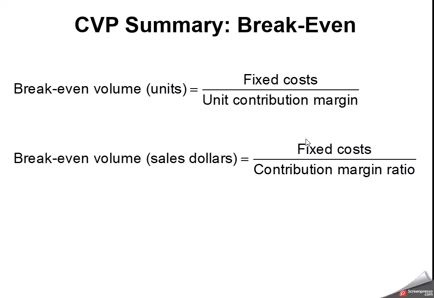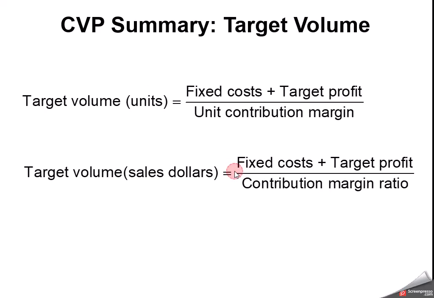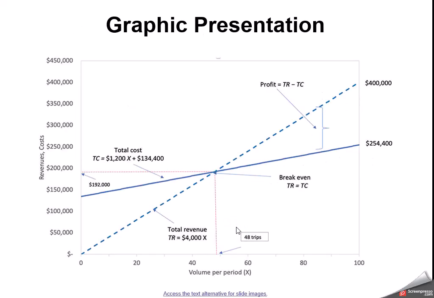Here are the formulas if you have it in units, or if you don't and you just have it in sales dollars. Those are important to jot down. Same thing with the target profit: you add that target profit to the fixed costs, divided by the unit contribution margin or the contribution margin ratio, whichever you have.